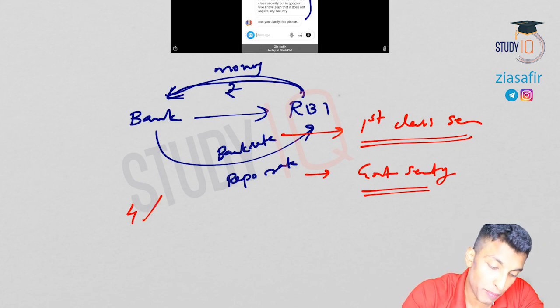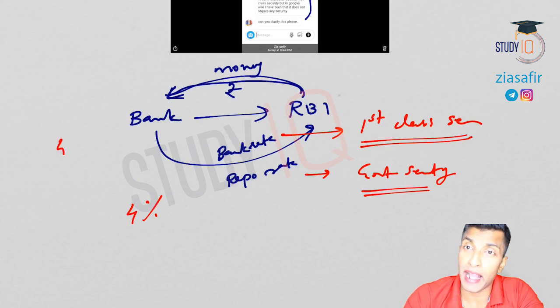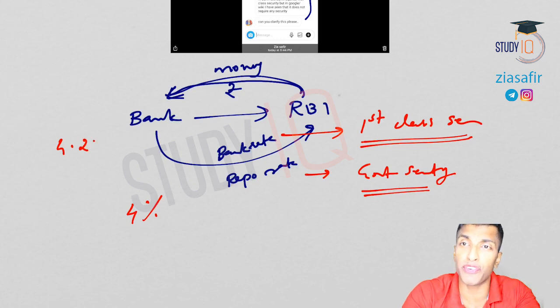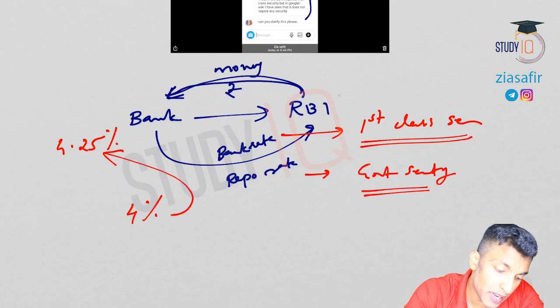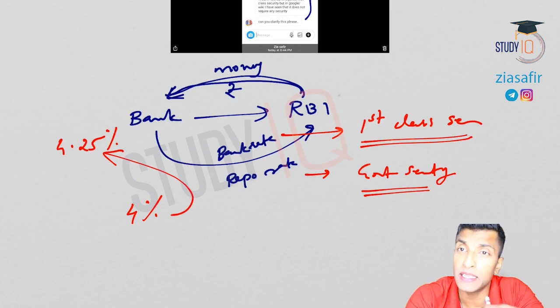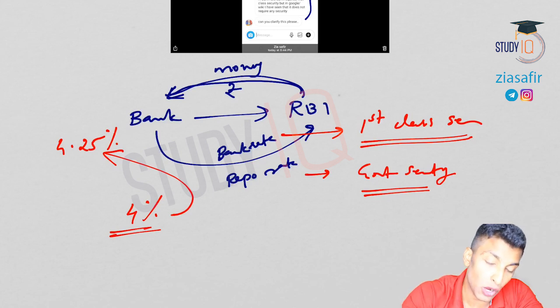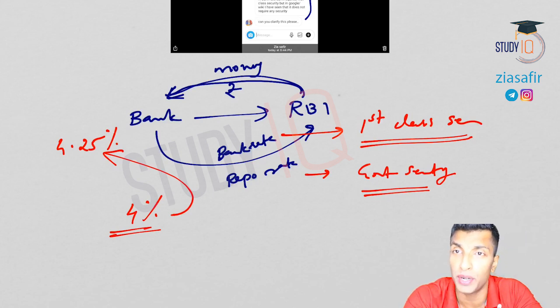So for example, right now the repo rate is 4. This is the policy rate, right? 4% is the repo rate. But bank rate will be 0.25% higher, right? 25 basis points higher, right? So that will be 4.25. Why this higher interest? Because you are pledging first class security, which is not as good as government security. Here it is lower because you are pledging government security.